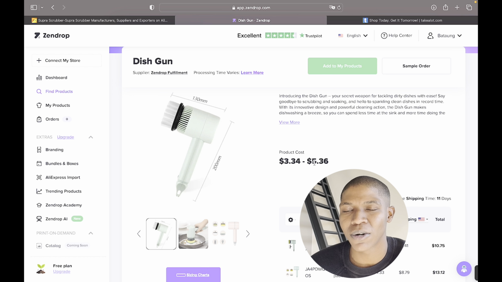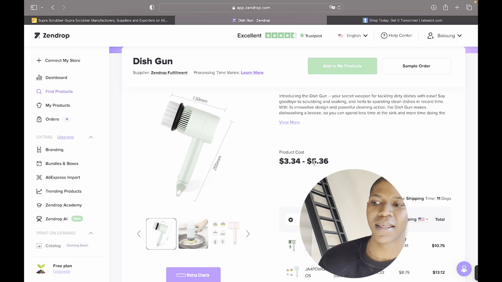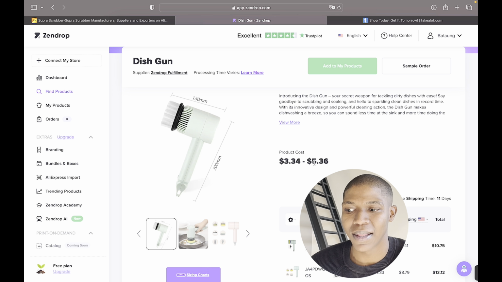Usually Zendrop's a bit more expensive, but Zendrop's a bit more expensive because they're a lot more established. They are a way better business. They can do the whole complete fulfillment on your behalf. So you as the dropshipper only have to worry about marketing the product, building a shop, and getting eyes on it. That's all you do. The fulfillment process is hard.